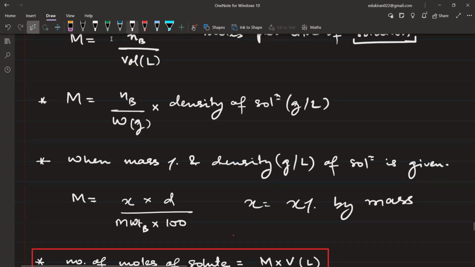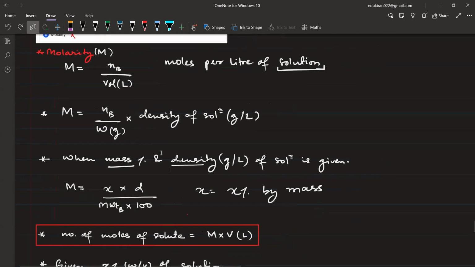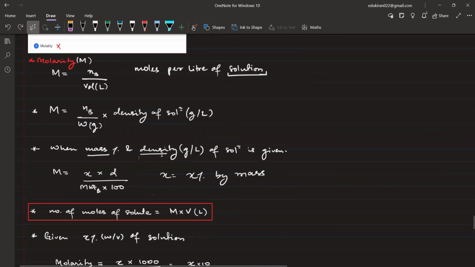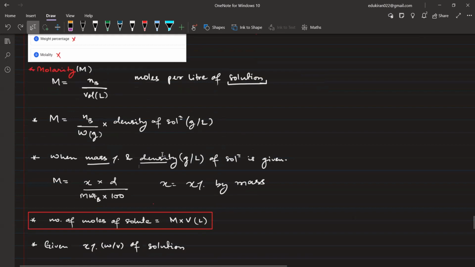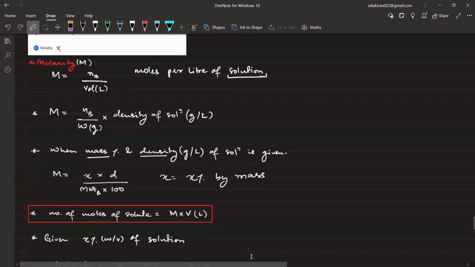Now this is also very important. When mass percentage and density of a solution are given, and you have not been given the mass, then molarity will be equal to what? X divided by molar weight. This is going to give you the number of moles, into density upon 100. This is going to give you the molarity. Okay, so please write this down. Let me extend a few more.